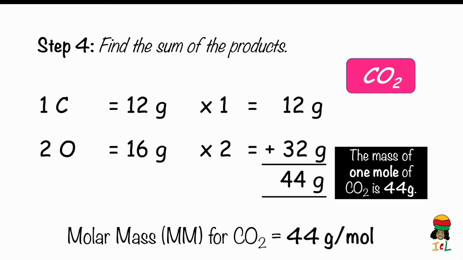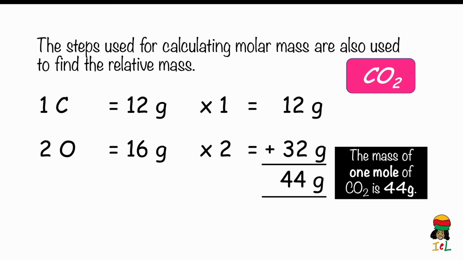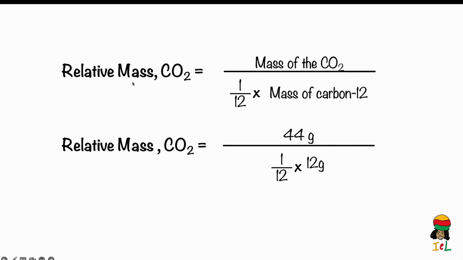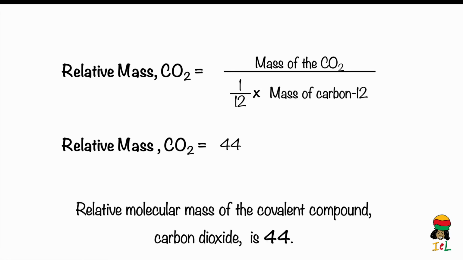And if you recall from our first example, we use the same 4 steps for finding the mass of 1 mole, from which we would deduce the relative mass. So in deriving the relative mass of carbon dioxide, we actually compare the mass of carbon dioxide to 1/12 of the mass of carbon-12. What happens is the denominator becomes 1 gram and the units cancel each other. So as a result, the relative molecular mass of carbon dioxide equals 44.